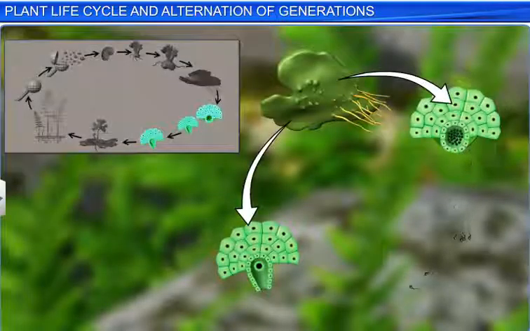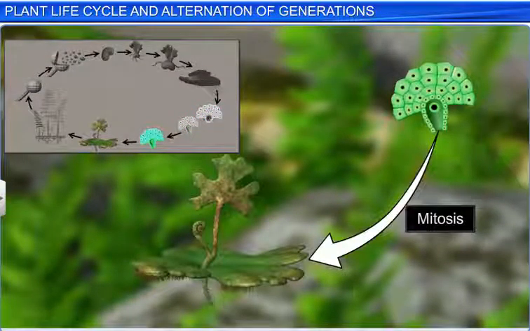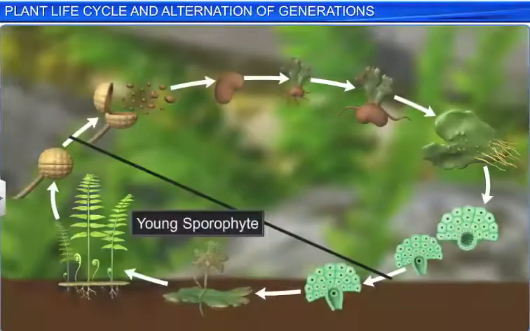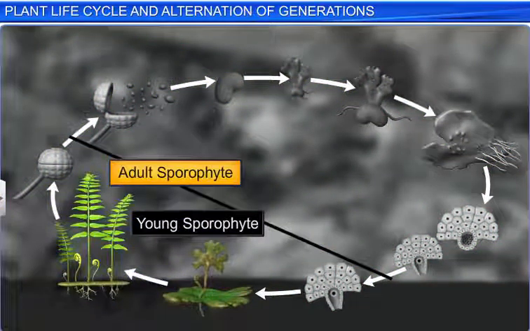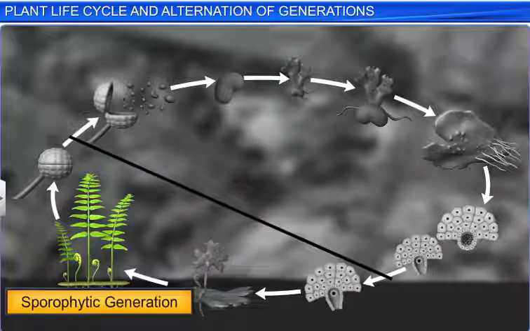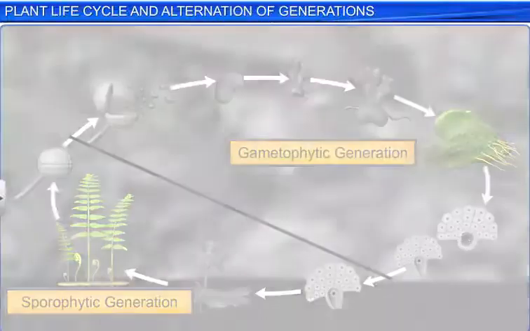The fusion of these haploid gametes results in the formation of a diploid zygote, which undergoes mitosis to reproduce a diploid young sporophyte. The young sporophyte soon matures into an adult sporophyte, completing the life cycle. The plant body thus alternates between a sporophytic generation and a gametophytic generation.